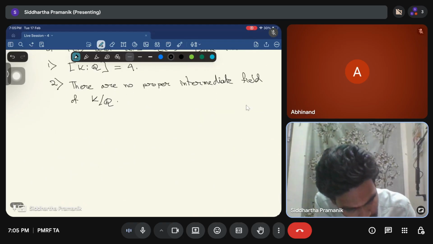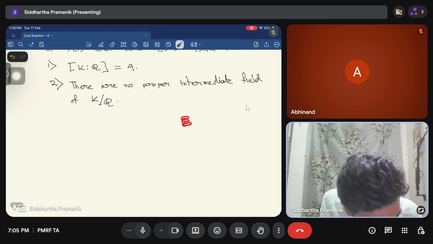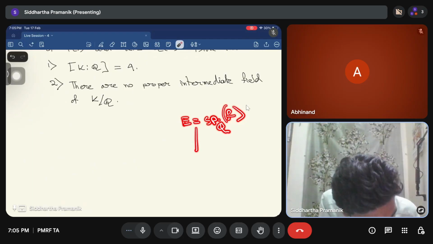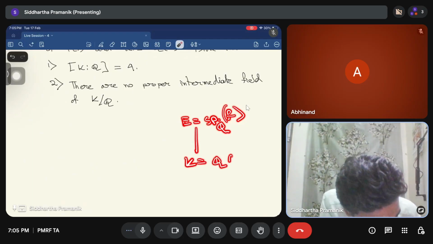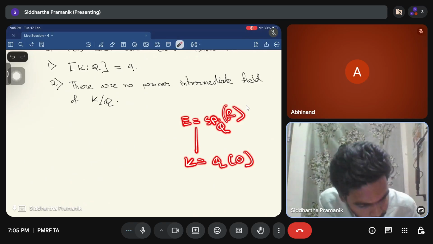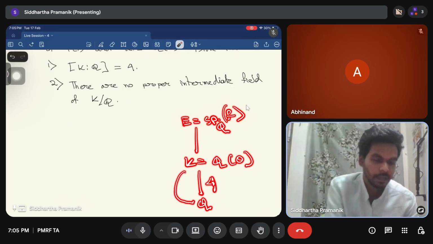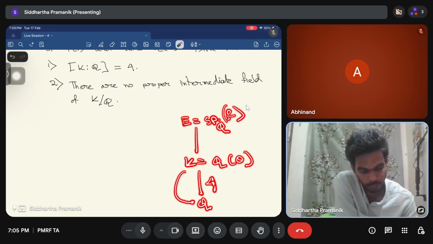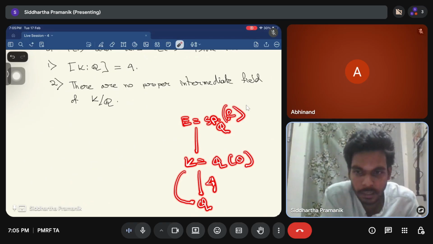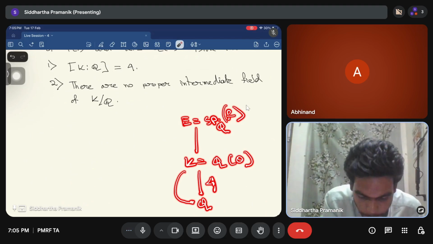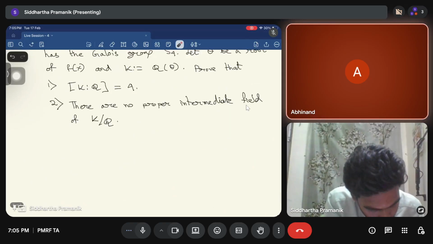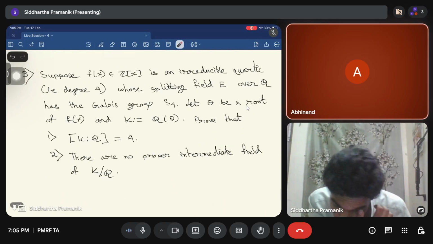Okay, so let me write it down here. E is the splitting field of f over Q. K is a field obtained by adjoining a root of f, and Q is the base field. So the first thing is this degree is 4, and this extension has no proper intermediate field. So two things we have to prove. Is the question clear? Yes, sir. Okay, so how to do this?